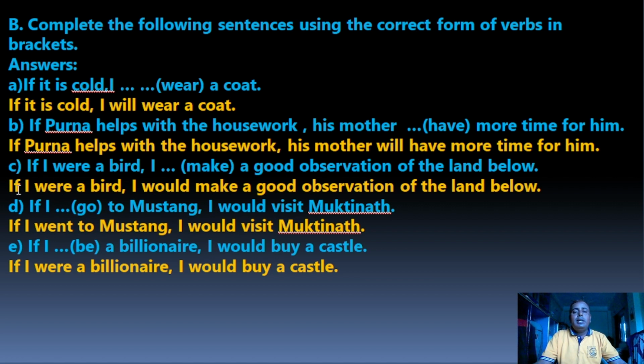For number C, if I were a bird, I would make a good observation of the land below. Here we have used would make. If I went to Mustang, I would visit Muktinath. Here go is changed into went. If I were a billionaire, I would buy a castle. For B, the verb we have used here, were, is the right answer.